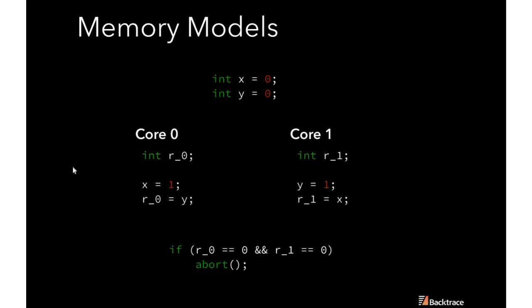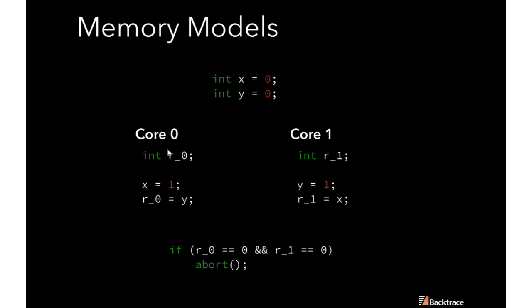So let's walk through a simple example on a commodity x86 processor, which is using total store ordering. In this case, you have two global variables, x set to 0 and y set to 0. Core 0 has a local flag R0, core 1 has a local flag R1. Core 0 will set x equal to 1 and then store y into R0. Core 1 will store 1 into y and store x into R1.